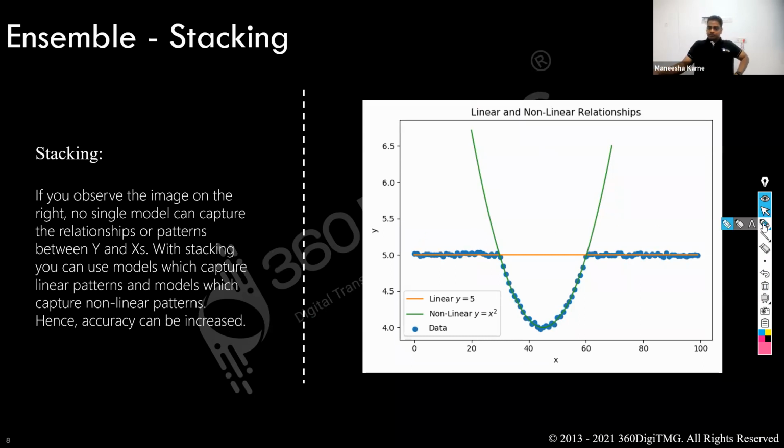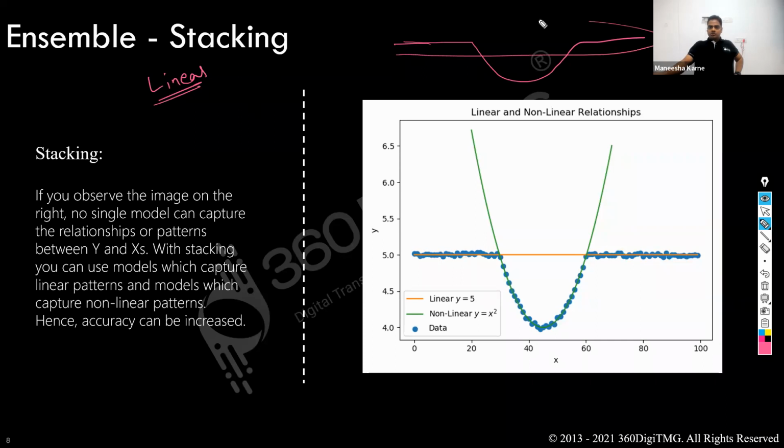What is the advantage? If you look at this data set, suppose the patterns in the data are like this. When you apply something called linear regression, it will capture this line. This curve will not get captured. The patterns in the line get captured when you use linear regression. And here you have a non-linear pattern.